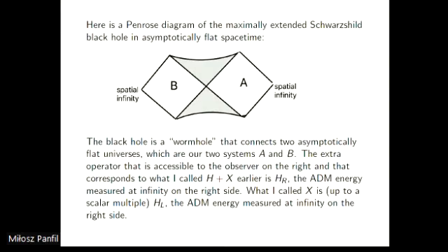Gravity makes accessible to that observer one more operator above and beyond what you would have in ordinary quantum field theory. That's simply what's called the ADM energy, which in general relativity should be measured at infinity. So the ADM energy measured here at spatial infinity on the right side, I'll call it H right, is the extra operator that's accessible to the observer because of doing gravity rather than ordinary quantum field theory. What I call X is H left, the ADM energy measured at infinity on the left side. This is a misprint. That right there should be left.